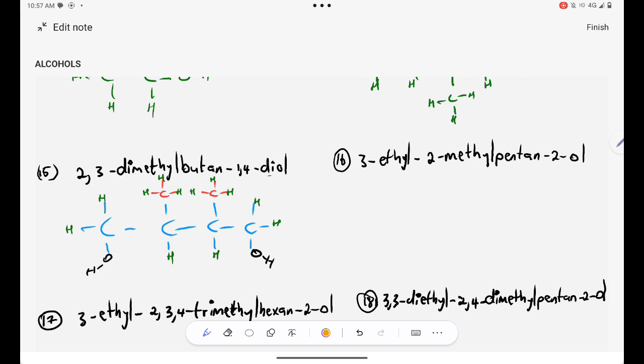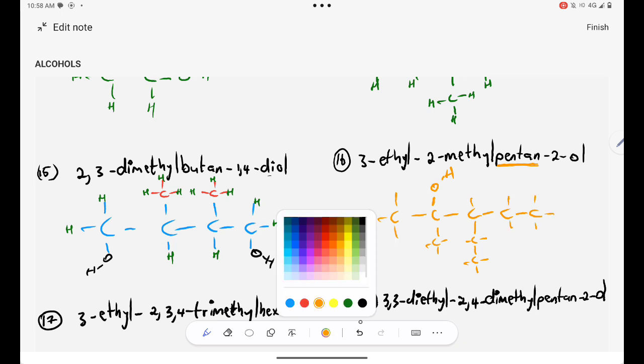I have 3-ethyl-2-methyl pentan-2-ol. Pentane simply means that my alcohol has 5 carbons. So I'll simply have 5 carbons, and then at carbon number 2, I'll have an OH, because it's pentan-2-ol. At carbon number 3, I will have an ethyl. Carbon number 2, I also have a methyl like this. All you have to do is write down the hydrogens.